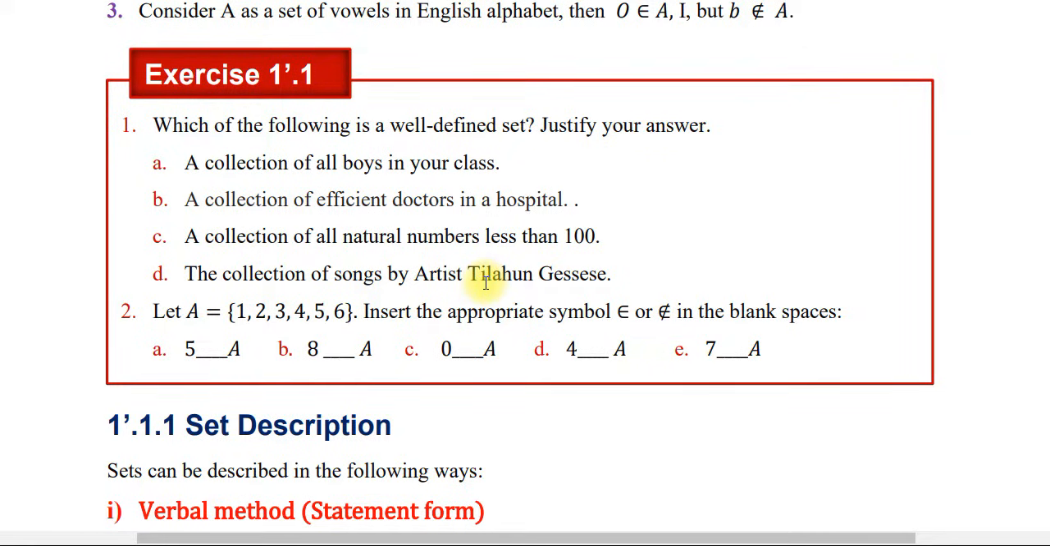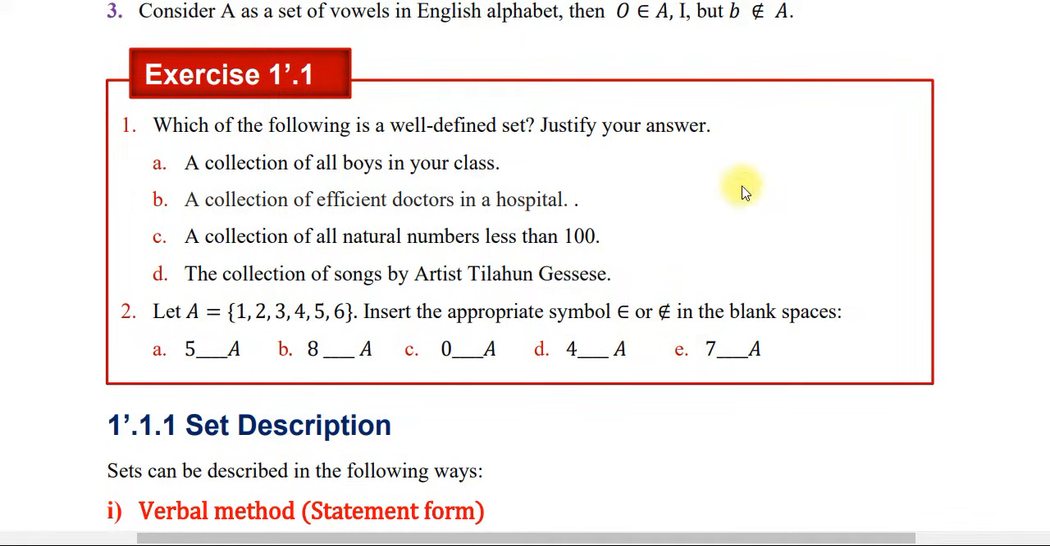So which is an example of set, and B. Question number 2. Let A, or simply set A, contains 1, 2, 3, 4, 5, 6. Then insert the appropriate symbol. This epsilon means either element of or not element of, or belongs to or not belongs to.